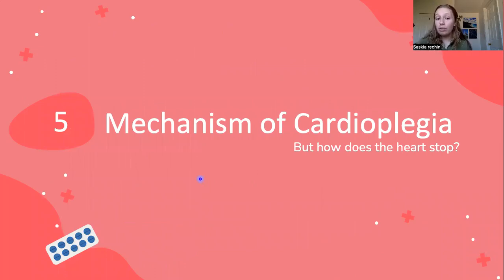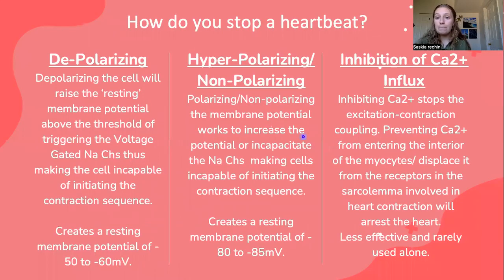So cardioplegia itself is going to want to, one, arrest the heart to limit that, as well as have different additives to both mediate and reduce all of those reperfusion effects. So let's just talk about first the mechanism of arrest that cardioplegia does. There are kind of three main ways of arresting.